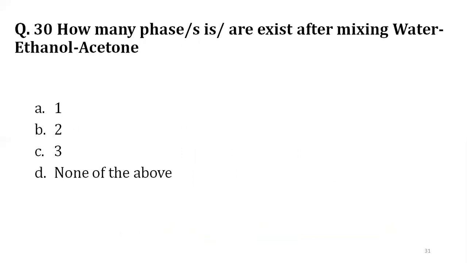And the last question, that is question 30. How many phases exist after mixing water, ethanol, and acetone? Option A 1, B 2, C 3, and D none of the above. So you have to again apply the logic. The correct answer is A, one phase, because water is polar in nature, and ethanol and acetone are both semi-polar and they are miscible with each other. So although there are three components, after mixing water, ethanol and acetone, it will form a single homogeneous mixture. Okay, so the correct answer is one.